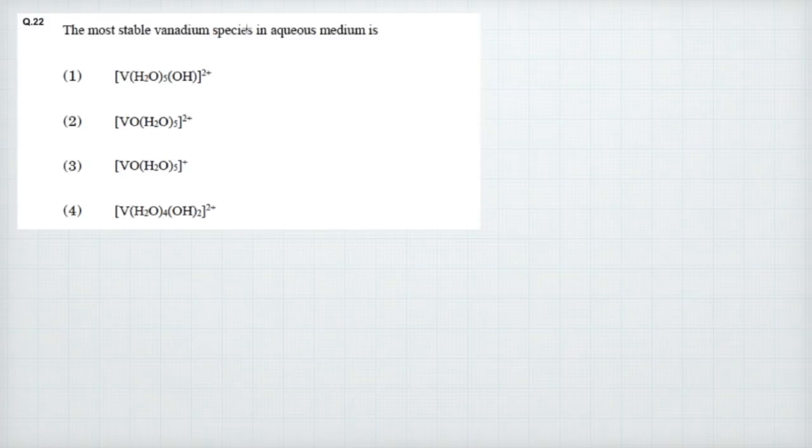Alright, so let's talk about this particular question. It says that the most stable vanadium species in the aqueous medium is. Now to answer this question, you need to know quite a few things. First of all, what is the most stable oxidation state of vanadium. The most stable oxidation state of vanadium is actually +4. So +4 is the most stable oxidation state of vanadium.